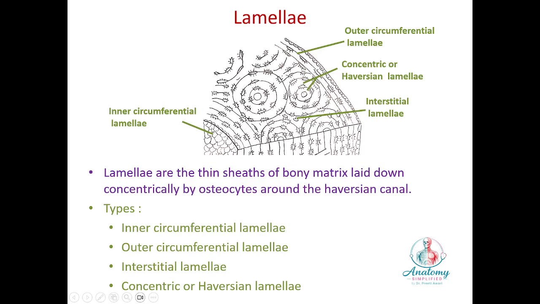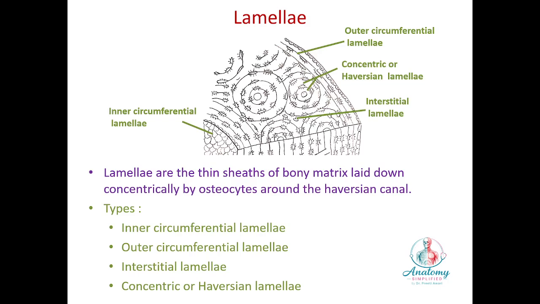The second type is just after the endosteal layer. You can see around the central bone marrow, concentrically arranged lamellae. These are called inner circumferential lamellae. They will be present throughout, encircling the bone marrow cavity, just after the endosteal layer. In the same way, underneath the periosteum, surrounding the complete diaphysis, there will be 3 to 4 or maybe more layers of lamellae, which are circumferentially arranged, called outer circumferential lamellae.